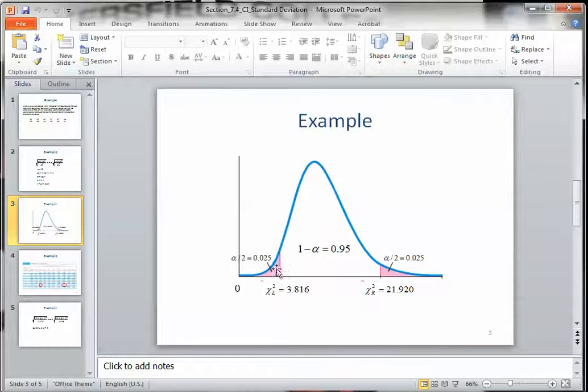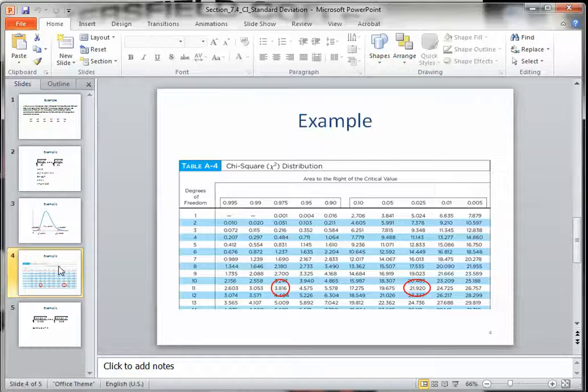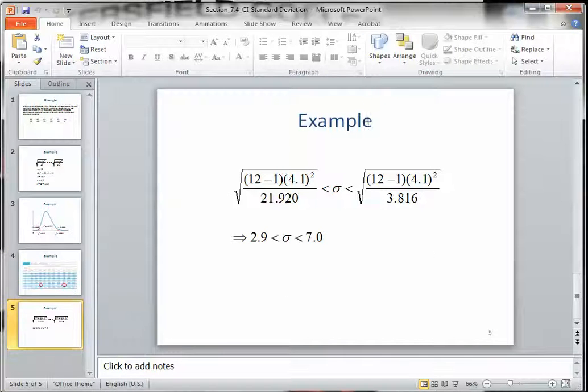Now the area to the right of chi-square left is the sum of 0.95 and 0.025, which is 0.975. So if we go back to table A4, we have 0.975 and degrees of freedom 11, so it's 3.816. That's your chi-square left. Okay? So once we have both of these chi-square scores, we can plug them into our formula, and then you will get sigma is greater than 2.9 and less than 7. Okay, that's it.